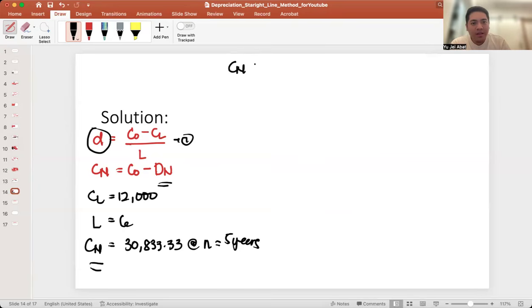So for C sub n equals C sub O minus D sub n, we have a book value of 30,833.33 equals C sub O. The C sub O is the first cost, we don't know. And then the D sub n, we don't know also. So we have two unknowns here. Even if we try to multiply it by N and D, our N will still be 5 years, but we still have two unknowns.